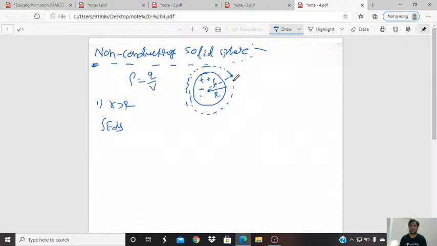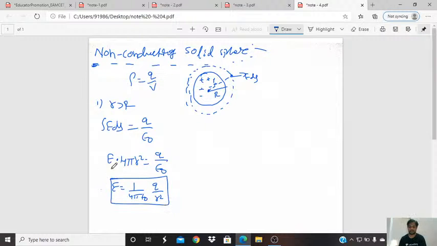Consider the field and surface area vector in the same direction, so cos 0 is 1, always equal to Q by epsilon naught. So E into integration dS. What is the integration dS? The surface area, which we have considered with small r, right? So 4 pi small r square equals Q by epsilon naught. So E equals 1 by 4 pi epsilon naught Q by r square, in vector form, into r cap.